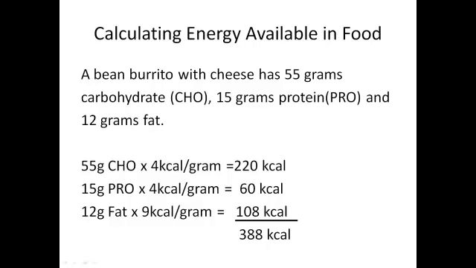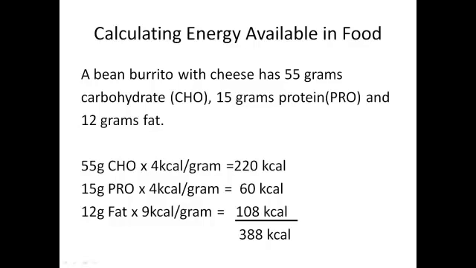First, to find the calories from carbohydrate, you take 55 grams of carbohydrate times 4 kilocalories per gram, and that equals 220 calories from carbohydrate. Next, you have 15 grams of protein multiplied by 4 kilocalories per gram, and that equals 60 calories from protein.